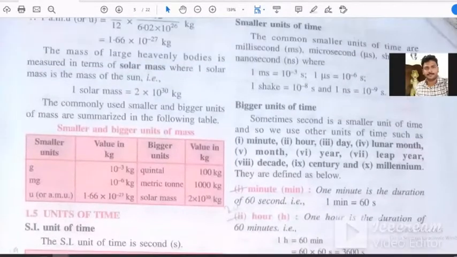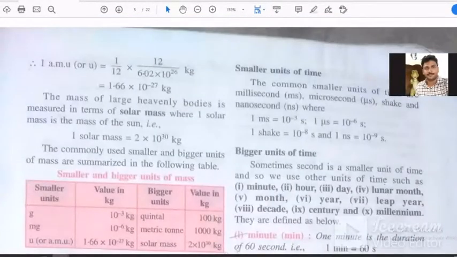Fine, so we'll begin with the smaller unit of time. As you can see here, the smaller units of time are millisecond and microsecond. Now 1 millisecond equals how much? 10 raised to power minus 3 second, and 1 microsecond means 10 raised to power minus 6 second. So micro means 10 raised to power minus 6, and m stands for milli, which is 10 raised to power minus 3. Now shake is something different for us. So 1 shake is 10 raised to power minus 8 second. Similarly, 1 nanosecond is 10 raised to power minus 9 second.